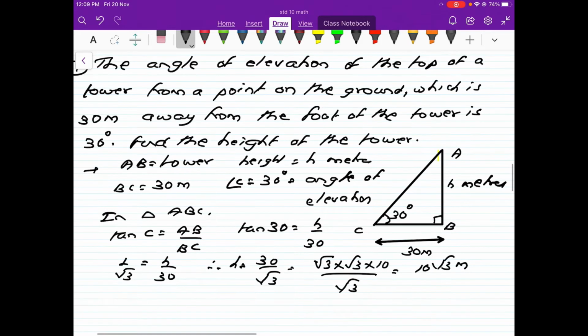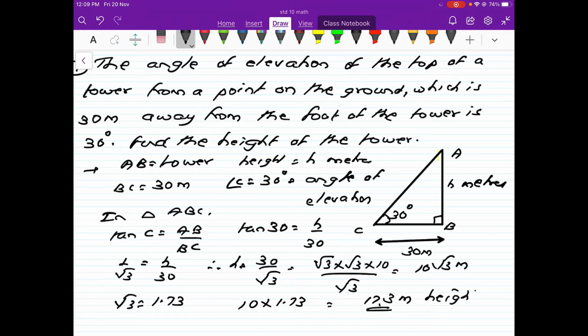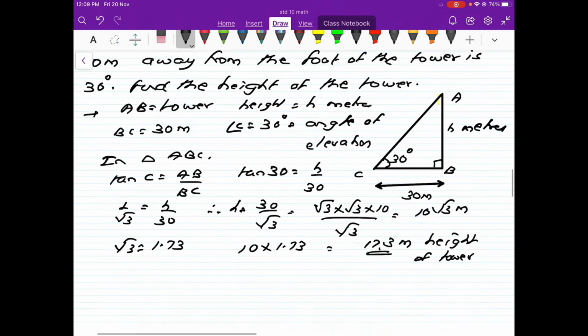Now in some of the cases they tell us to take the value of root 3 as 1.73. So if they have given, we can easily do it, just replace root 3 as 1.73. So this is 17.3, the height of the tower. So this is how things have to be done.